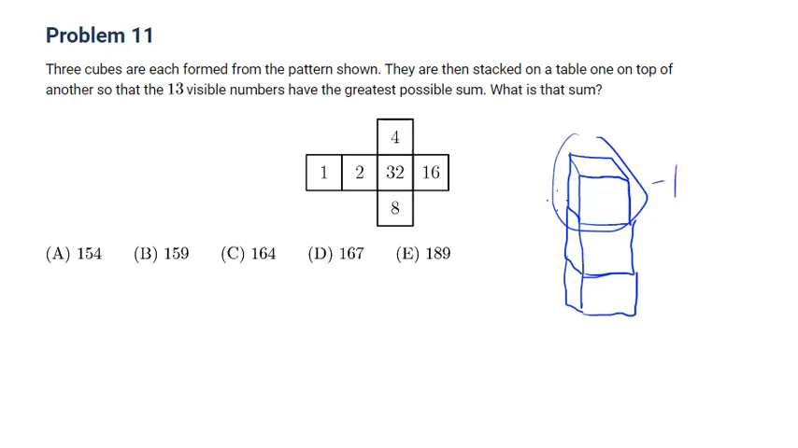All right. Now, for the ones that sacrifice 2 sides, we have to consider the relative positions. When we sacrifice 2 sides, it's not just any 2 sides, it's the sides that are directly opposite each other. So it's either 1 and 32, 2 and 16, or 4 and 8. If 1 and 32, that will be 33, 2 and 16 would be 18, and 4 plus 8 is 12.